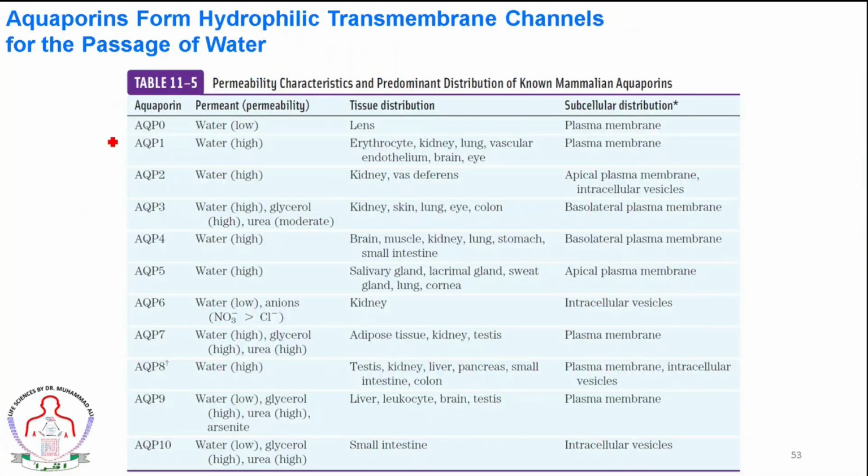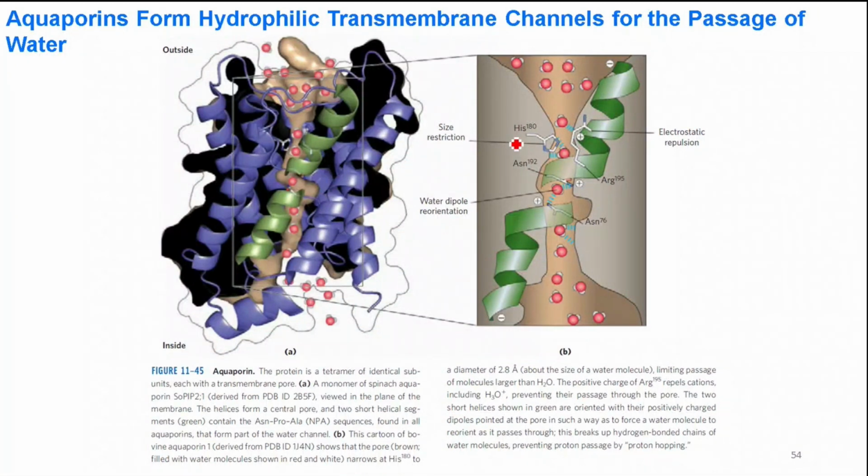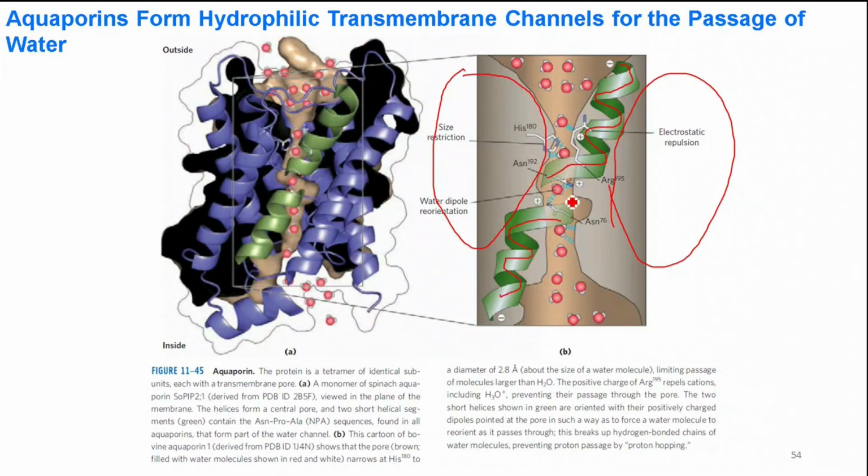So these are different aquaporins that transport water. You can see these aquaporins, read by yourself. This is the protein, the channel aquaporin, and there are two important features. One is this alpha helix and this alpha helix, which actually facilitate the transport of water molecules. These two green chains orient the water molecule in a way that they don't make hydrogen bonds, and they are transported through this aquaporin.